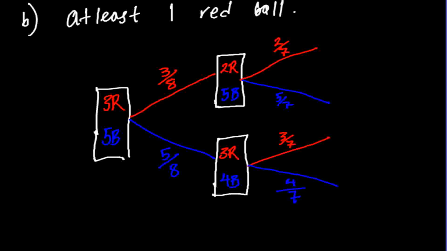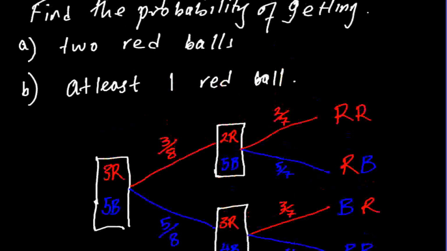So what we should know is, after these 2 pickings, this will be red, then this will be a red, and then a blue. And then for this lower part, it will be a blue and then a red. And this will be blue. So we are done with our tree diagram. Now we can answer the questions.